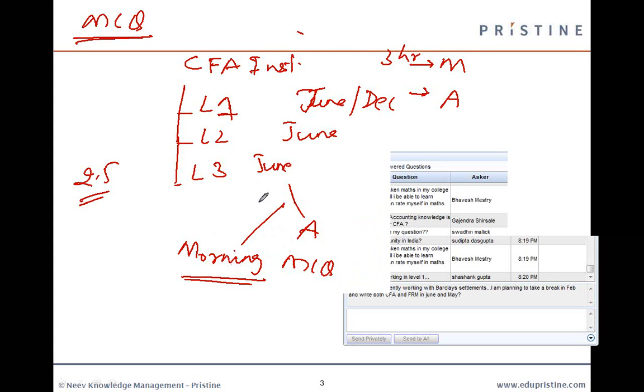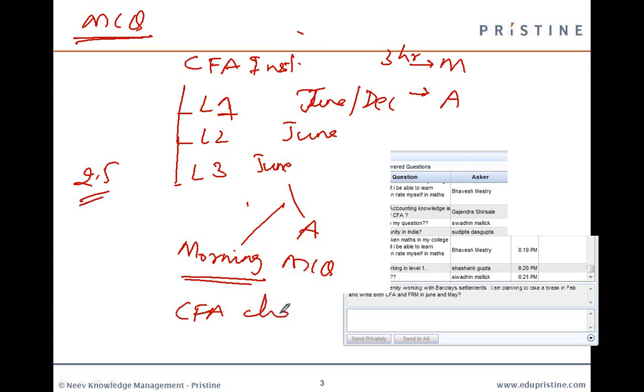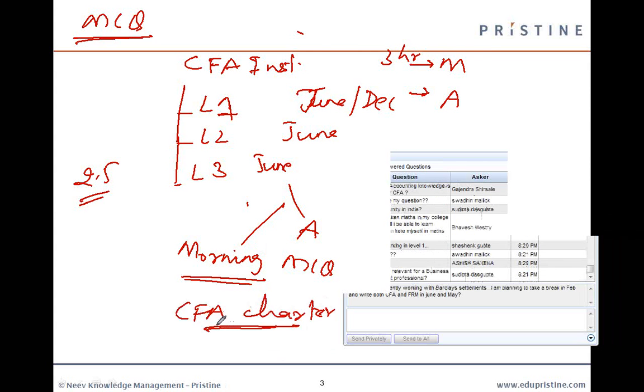There is an important point to note, that is, clearing 3 levels of CFA exam doesn't give you the CFA charter. A CFA charter is awarded. So CFA charter is like usage of CFA designation, and that is only awarded if you follow these requirements.